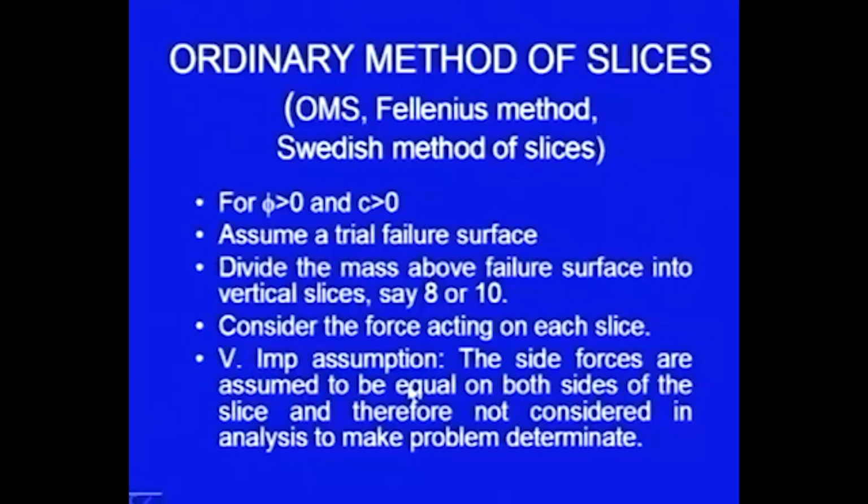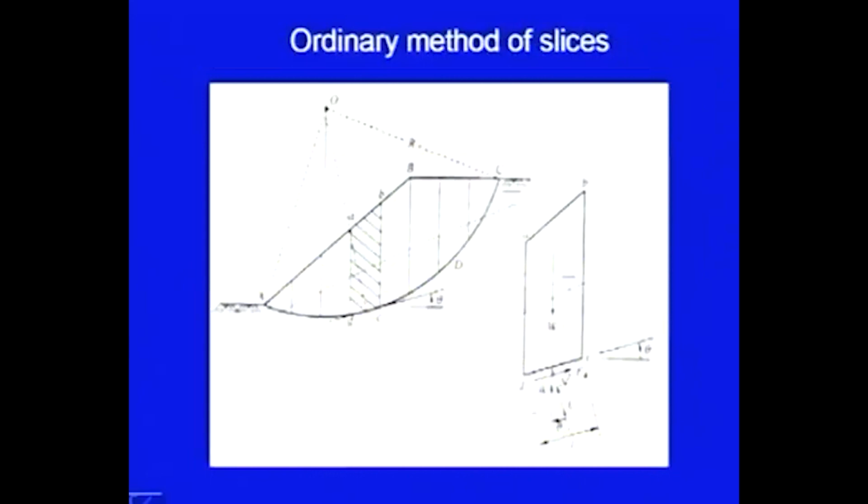One very important assumption in this method is that the side forces are assumed to be equal on both sides of the slice, and they are not considered in the analysis, to make the problem determinate. Let me explain it. This is the slope which is divided into 1, 2, 3, 4, 5 and so on number of slices, and this is the slice here.